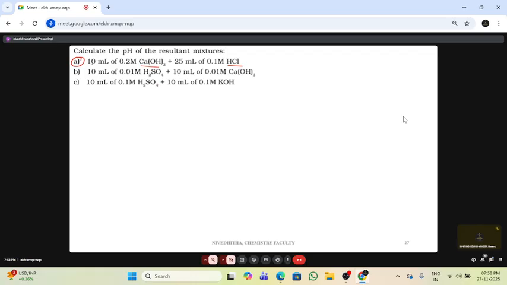Calcium hydroxide, they have taken 10 ml of 0.2 molarity, and HCl 25 ml of 0.1 molarity. There are two different volumes of two different concentrations, but they are mixing them together and asking us to find the pH. So first, we have to know how calcium hydroxide will react with HCl. HCl is an acid and calcium hydroxide is, of course, a base. If you treat acid and base together, what kind of reaction can we expect? Obviously, it is a neutralization reaction, right? In a neutralization reaction, we end up with salt and water. Could you please tell me the formula of the salt obtained here?